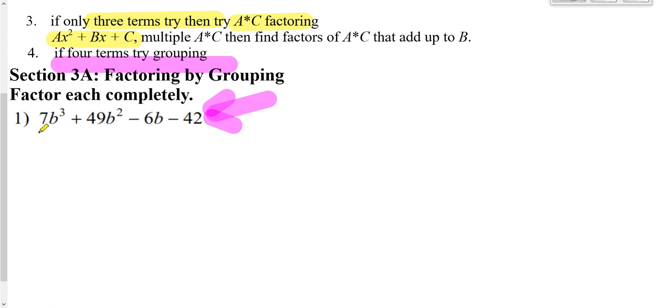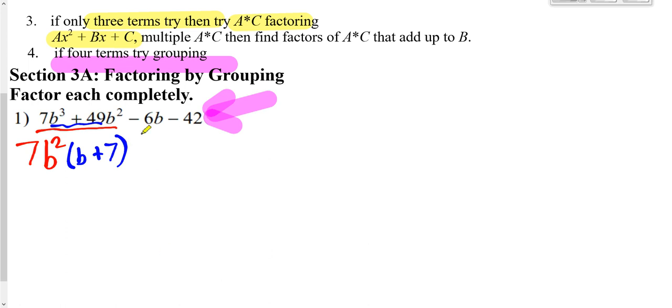We're going to look at what we can pull out of the first two. I can go ahead and pull out a 7, so I'm going to look at the greatest common factor, and that's a 7 and a B squared. And then I'm going to look at what would be left in here. That would be a B, and then a 7B squared times what would be that 49B squared, and that would be a 7.